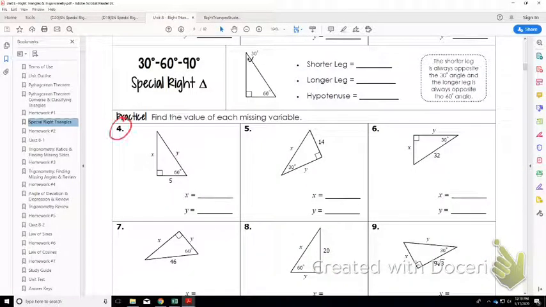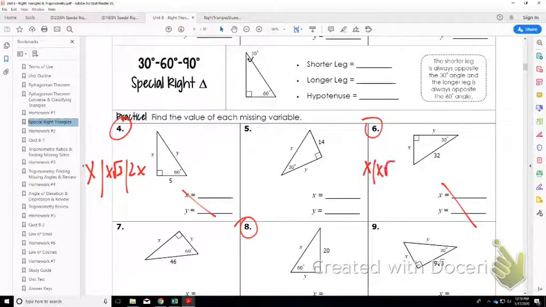Okay, let's do 4, 6, and 8. Again, I want you to ignore the x's and y's. You're just going to do your table again for each one of them. So you're going to have x, x square root of 3, and 2x for each of them. Okay, let's take a look. Your papers looked really good. Let's go ahead and finish this up.